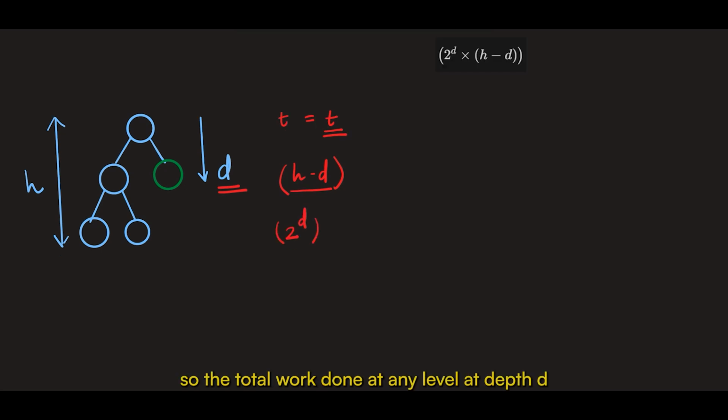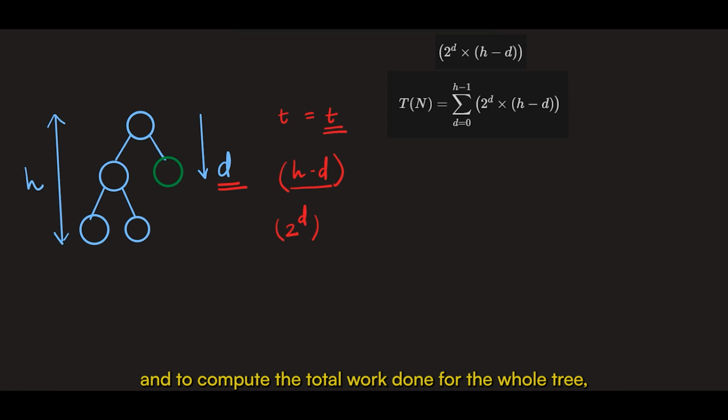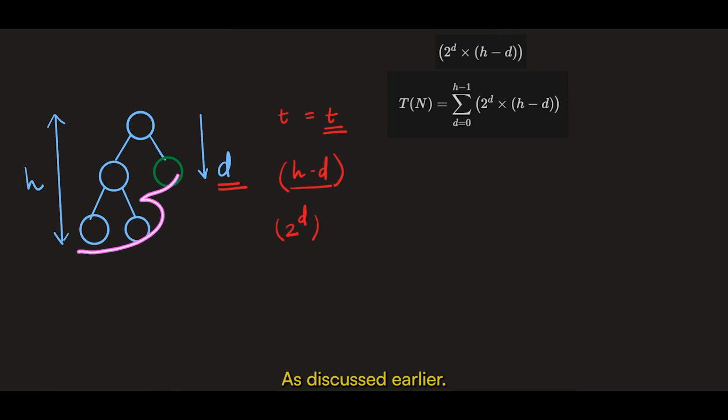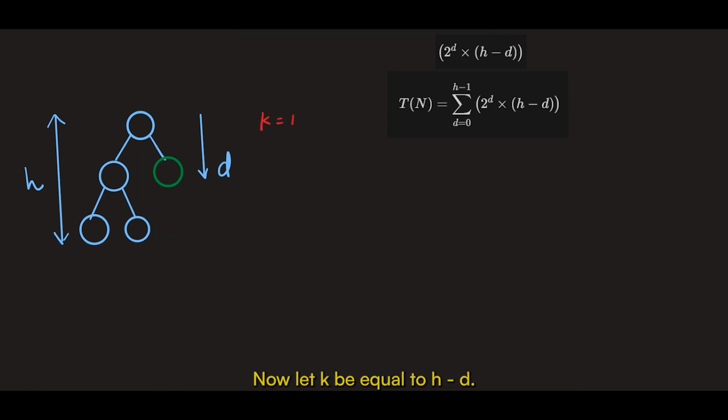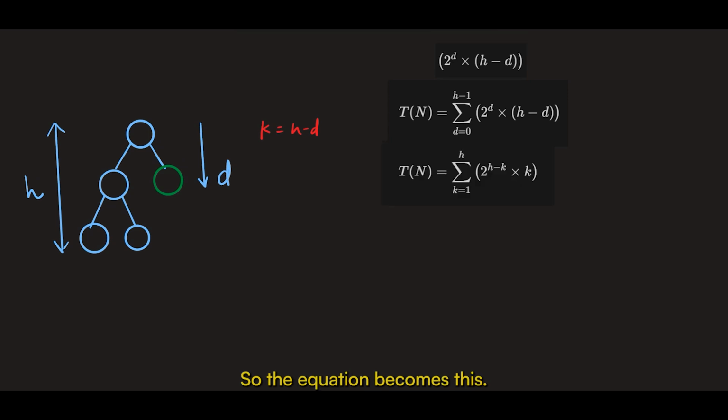So the total work done at any level at depth d is equal to 2 raised to d into h minus d. And to compute the total work done for the whole tree, we sum the work done at each level where d goes from 0 to h minus 1. H minus 1 because we are not considering the last level as discussed earlier. Now let k be equal to h minus d. So the equation becomes this. Since d goes from 0 to h minus 1, k would go from 1 to h.